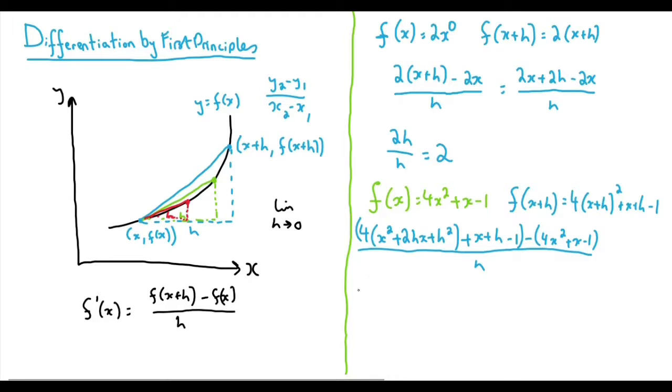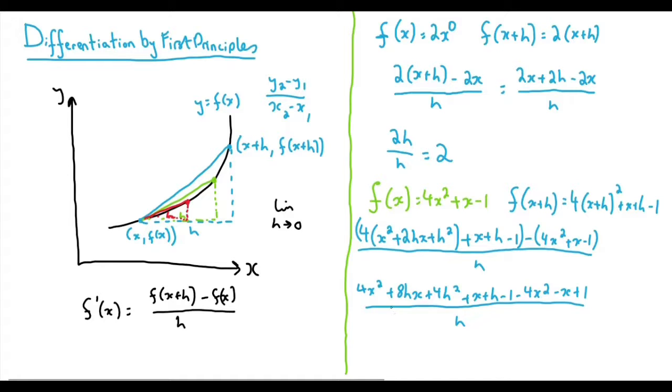Expanding out these brackets here, you end up with 4x squared plus 8hx plus 4h squared. And again, the plus x plus h minus 1. And then here is a minus 4x squared minus x, but then minus 1 is a plus 1, all over h.